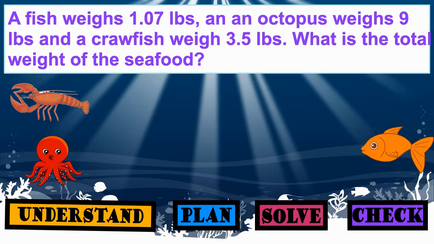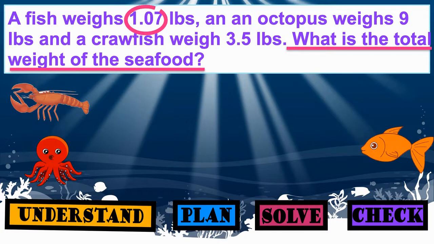Now that we've read the problem, let's identify the question. Do you see it? I know I do. Yes, that's correct. What is the total weight of the seafood is our question. Now, let's circle what we know. We know that the fish weighs 1 7/100 pounds. We know that the octopus weighs 9 pounds. And we know that the crawfish weighs 3 5/10 pounds.